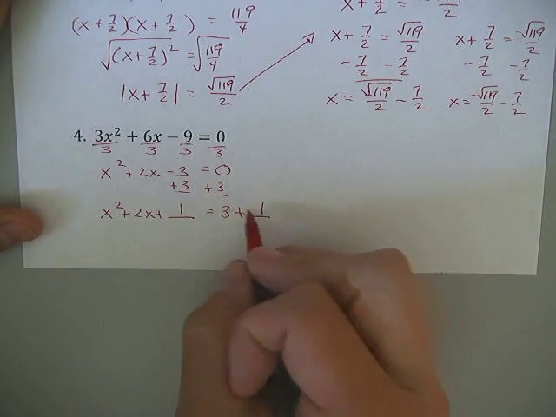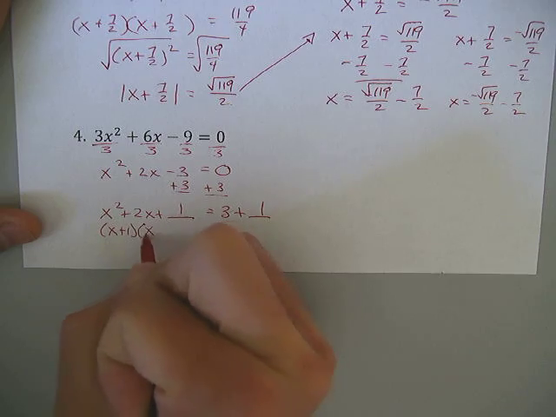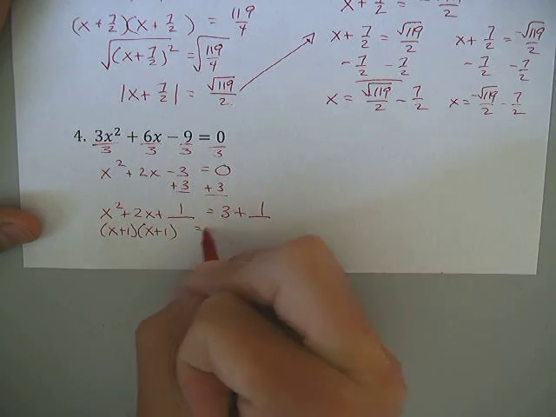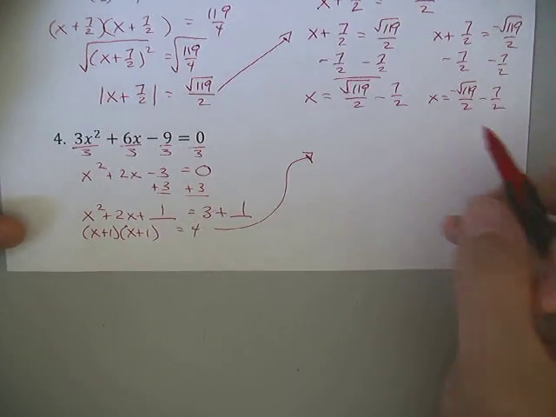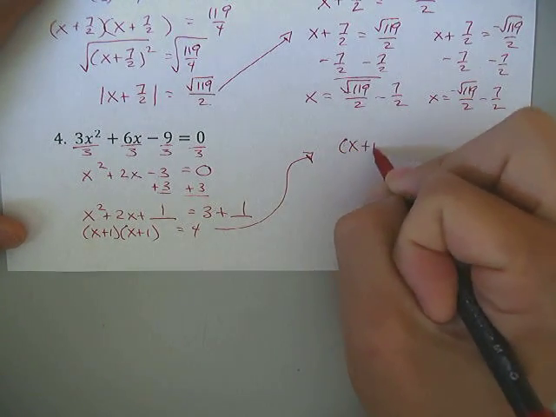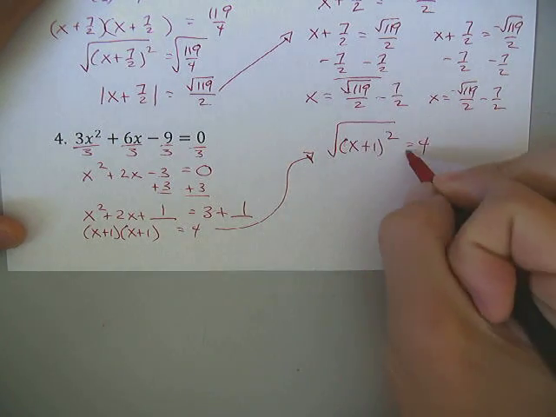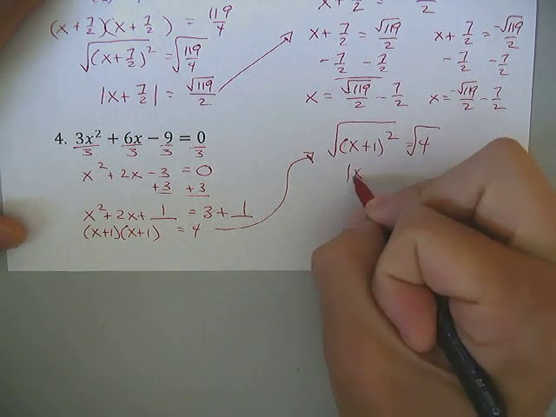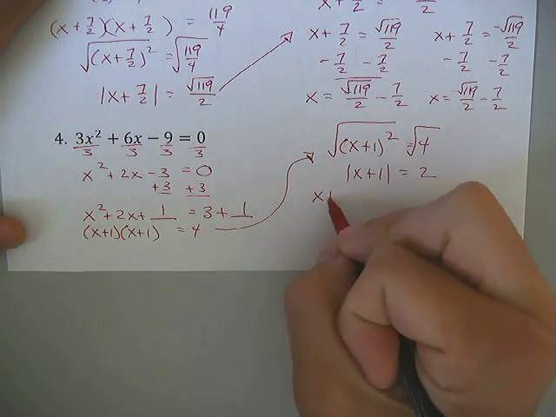Next step is I'm going to factor this, simplify that. So this would be x plus 1 times x plus 1. And this would be 4. I'll move all this over here. So I end up with the quantity of x plus 1 squared equals 4. Square root method. Absolute value of x plus 1 equals 2.